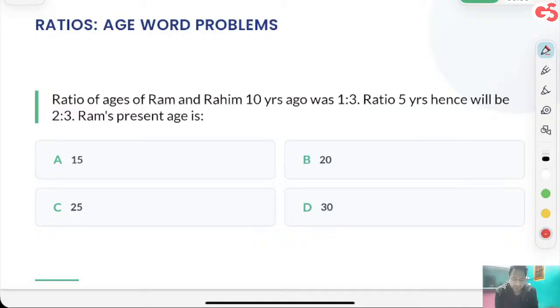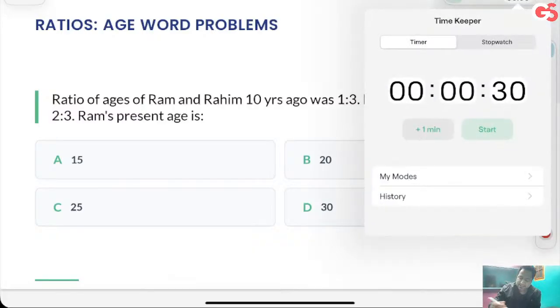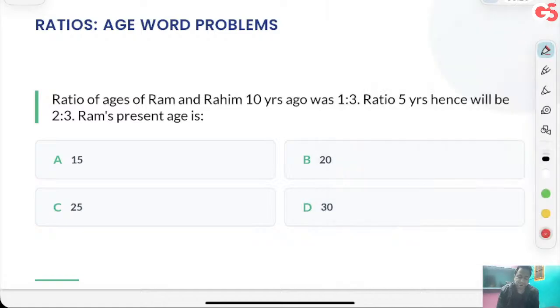Read out the. Okay, got it. Now it's got cleared. I think these questions can be a bit challenging, so I'll increase the time here. Chalo.